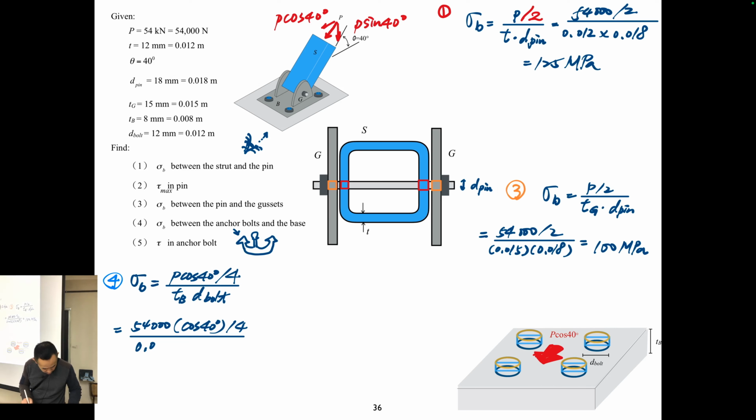Okay, 0.008, 0.012 equal to 107.7 megapascal. All right, so now everything is stopped, everything safe, right? The force is all stopped by the ground. So you can see how the force transfers from the top to the pin, to the gusset, to the anchor bolt, and also straight to the ground. All right.